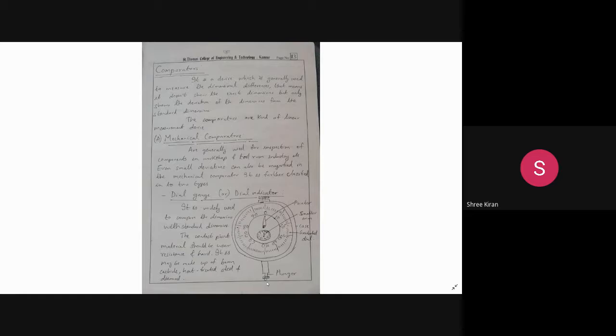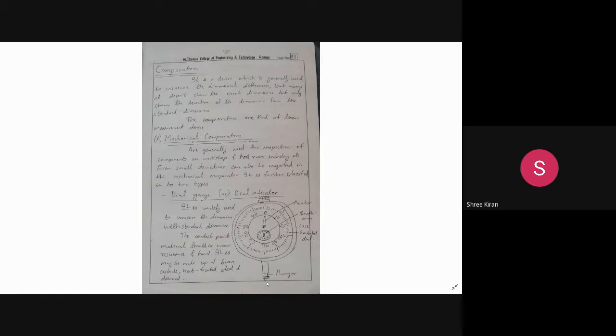Now the dial gauge will show the reading with the help of a moving pointer on the graduated dial. In case there is no variation in the workpiece dimension as compared to the standard specimen, the pointer will always show the zero reading. So this is what happens in the case of a dial gauge.